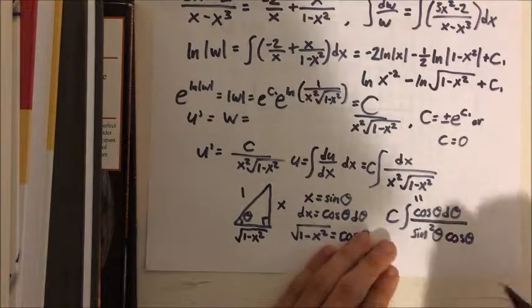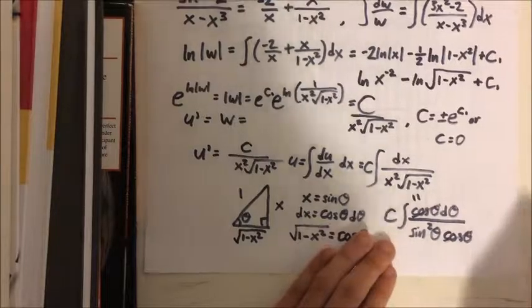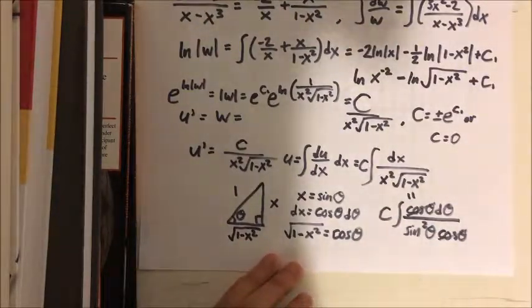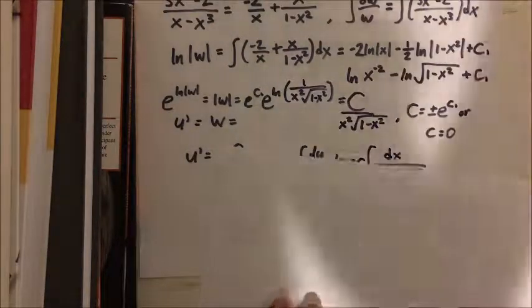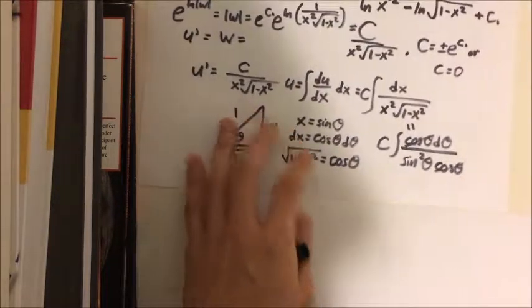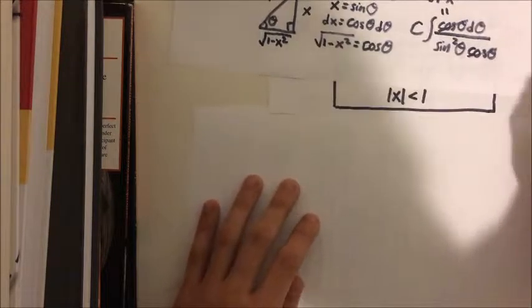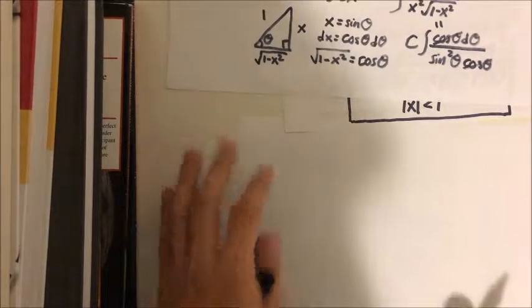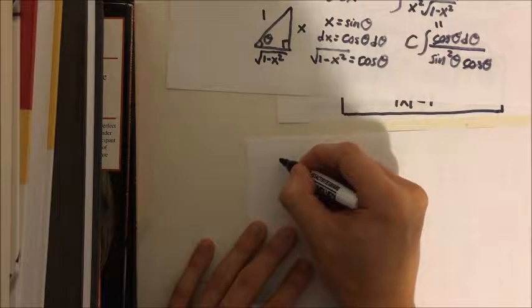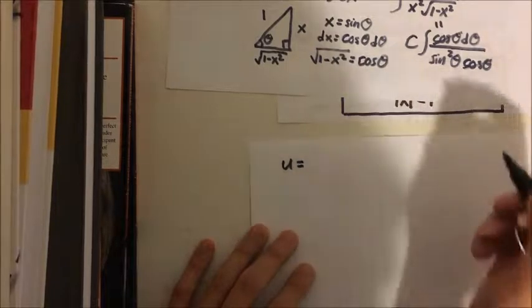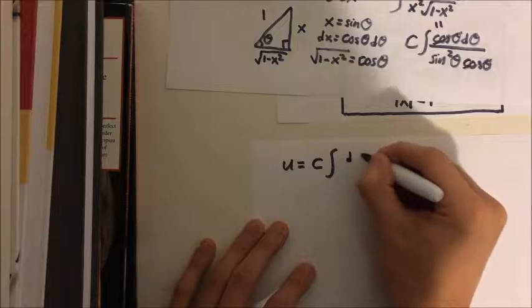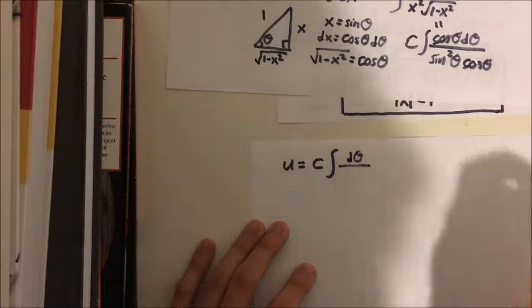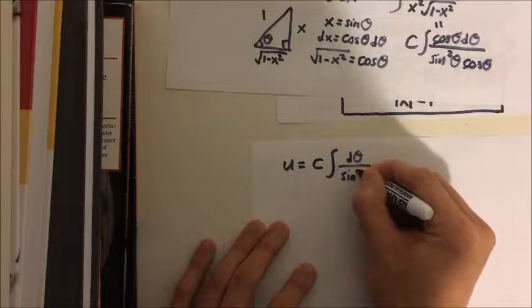Now we note that our cosine thetas cancel out, and we're left with this sine squared of theta on the bottom. Man, this is getting long. So let's move on. So now we're left with u is equal to the integral of c times d theta over sine squared theta.